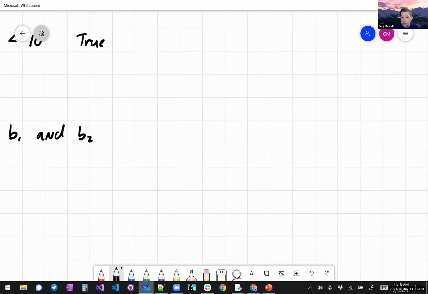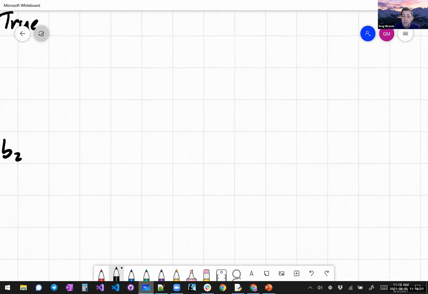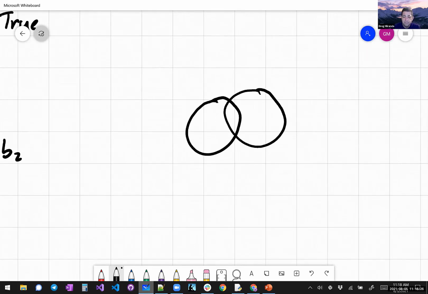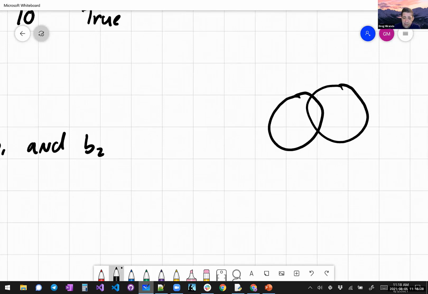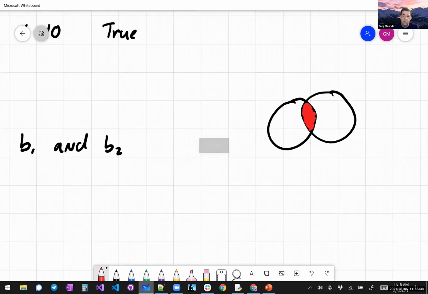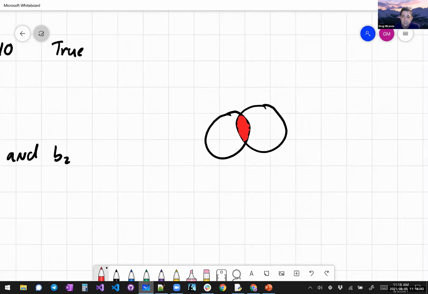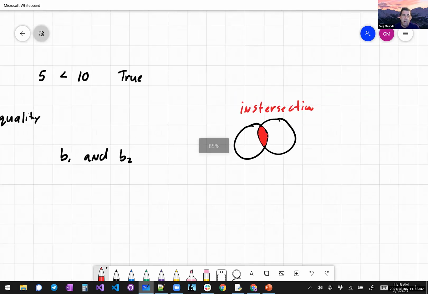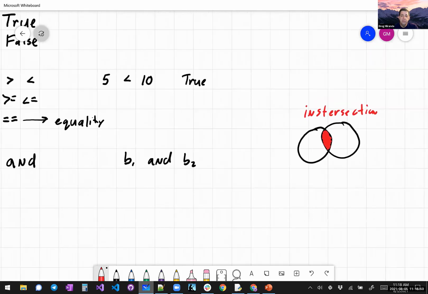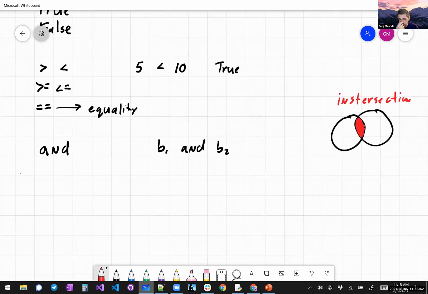I don't know if any of you really know Venn diagrams and set theory, but I like doing this picture. If I have two sets, an and is actually an intersection. Only the things that are true on both sides are included. If something is true on one side and false on the other, it doesn't work. So it's an intersection, where both sides are true, and only then do we say the whole thing is true.